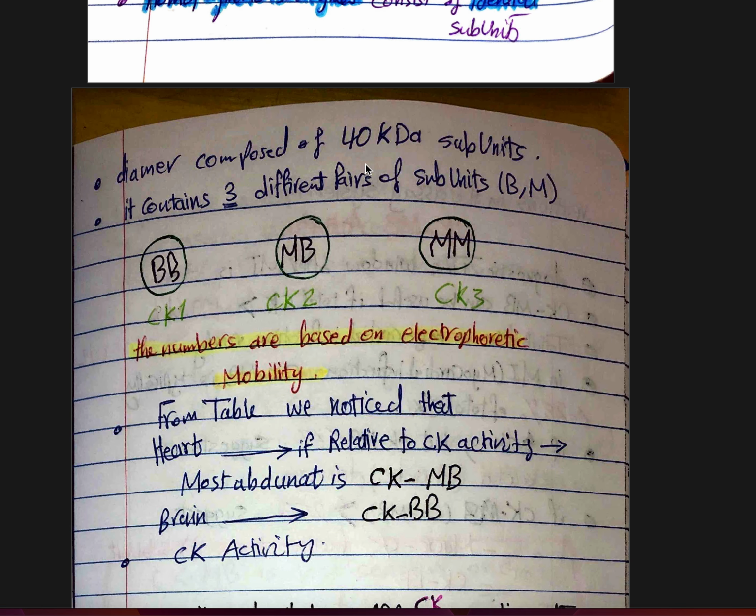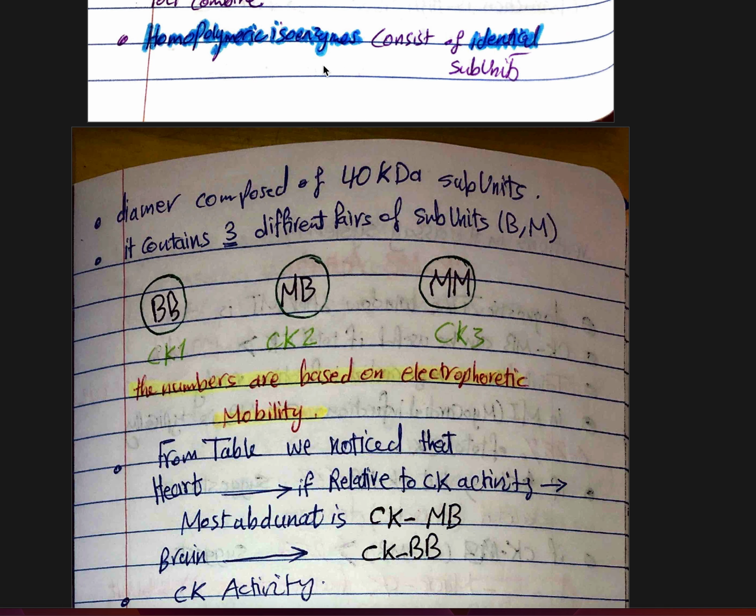It is a dimer composed of 40 kilodalton subunits. It contains three different pairs of subunits, known as B and M. We have BB, which is called creatine kinase 1. This is the first isoenzyme, composed of two identical subunits, B and B. So it is a homopolymeric isoenzyme because the subunits are identical. This is creatine kinase 1.